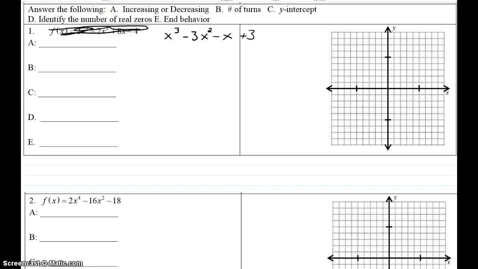So the first thing that I ask for is, is it increasing or decreasing? Increasing or decreasing is determined by the leading coefficient. Since the leading coefficient is positive, our graph is going to go up. So it's increasing.